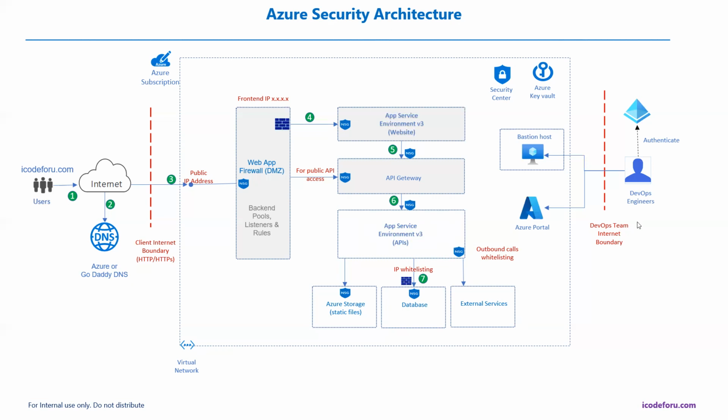Now on the right side, I have also, this is the traffic coming from the actual end users who are accessing the portal. So that's a client internet boundary. The calls are coming through port 80 or 443, HTTP or HTTPS requests. So all the TLS will be enabled for the external facing users.